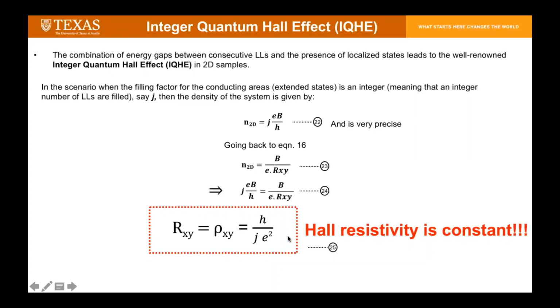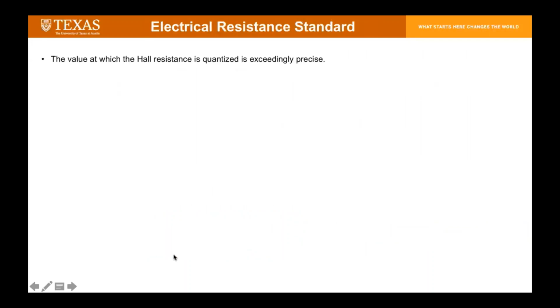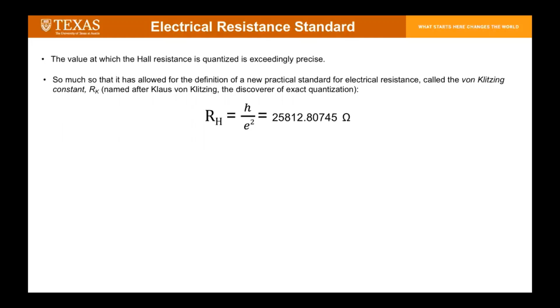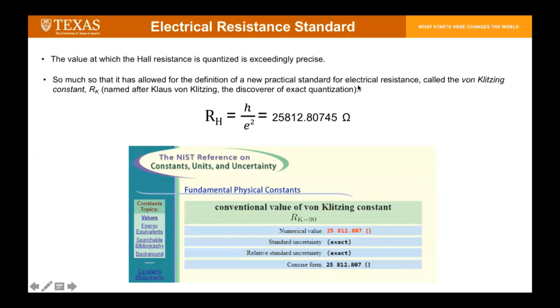So this is a very important effect that you see quite a lot in 2D systems, and it's called the integer quantum Hall effect. The values at which the Hall resistance is quantized are so precise that it was even adopted as a new practical standard for electrical resistance. So this is an image that I took from the NIST website. This constant at which the Hall resistance is quantized is called the von Klitzing constant, RK, and it has a very precise value. It's really the practical standard for electrical resistance.